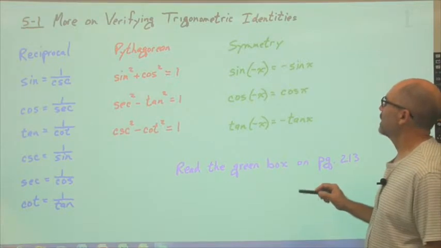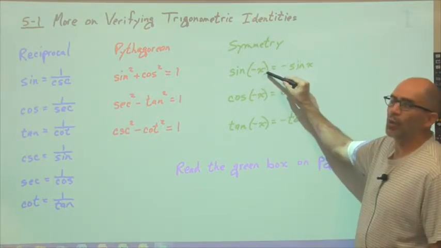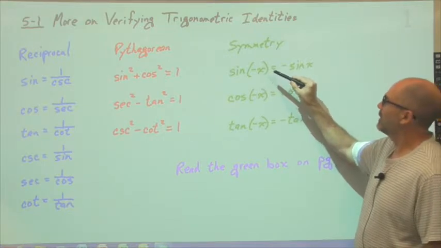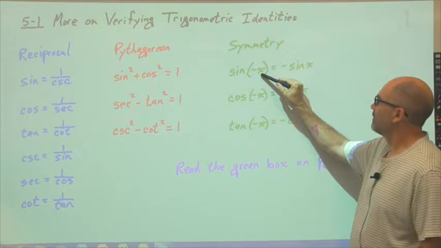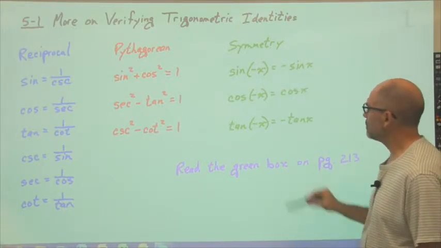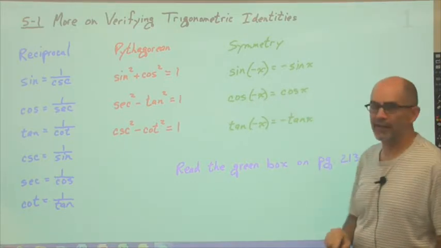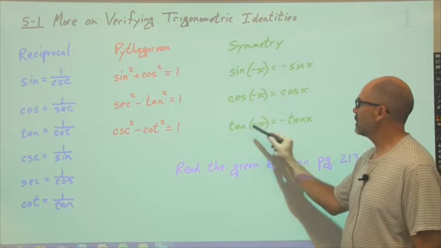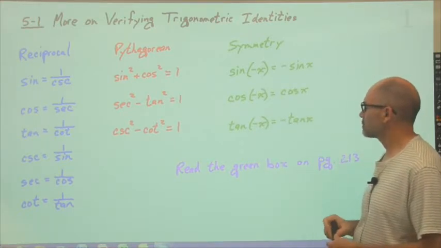Now the symmetry identities. Remember, sine is symmetric with respect to the origin, which means it's an odd function, and that means sine of negative x equals negative sine of x. Cosine of negative x equals positive cosine of x. And tangent of negative x equals negative tangent of x.